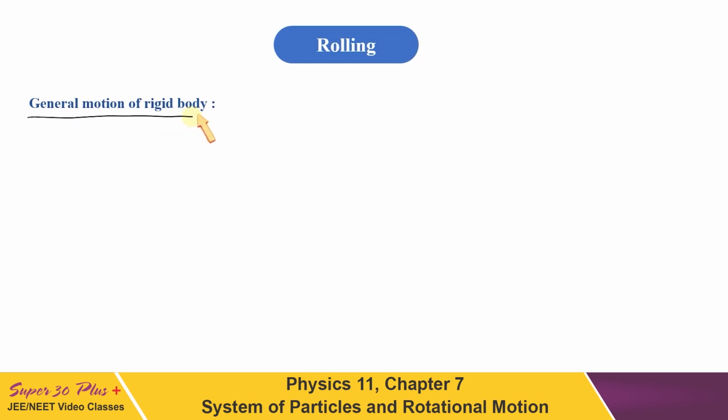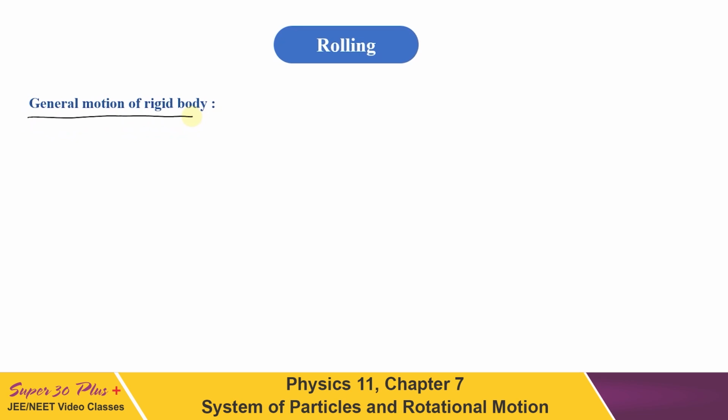Before starting rolling, let us first discuss this kind of motion, that is general motion of a rigid body. Now what do I mean by this general motion of a rigid body? Till now we have been learning to analyze rotational motion of a rigid body about a fixed axis of rotation. Now if that axis is not fixed, it can also move in a plane, then what kind of laws can be written for that body?